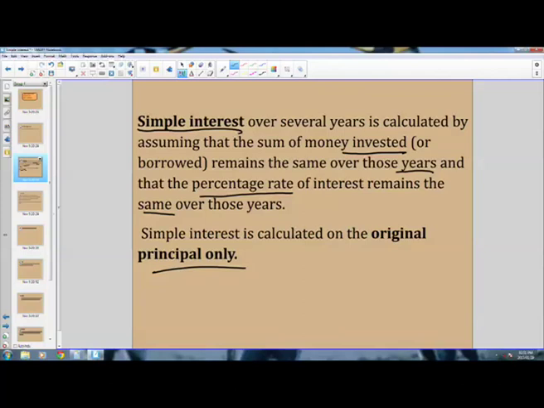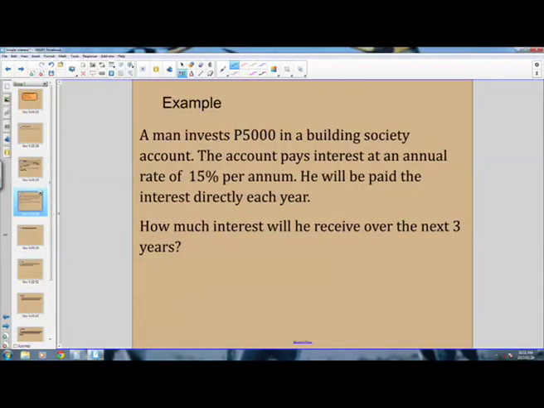Now, let us go on and elaborate more on simple interest by looking at an example. The example here says, a man invests 5,000 pula in a building society account. The account pays interest at an annual rate of 15% per annum. He will be paid the interest directly each year. How much interest will he receive over the next 3 years?